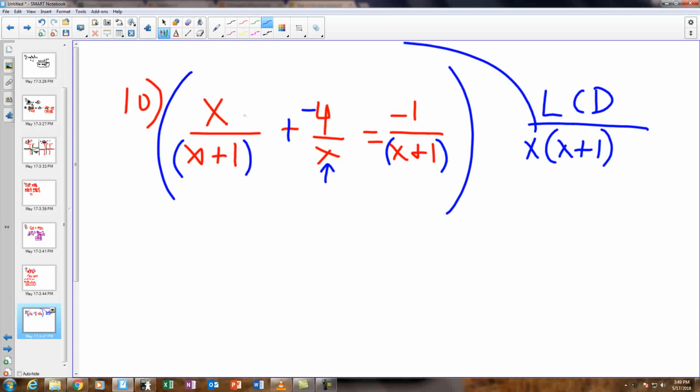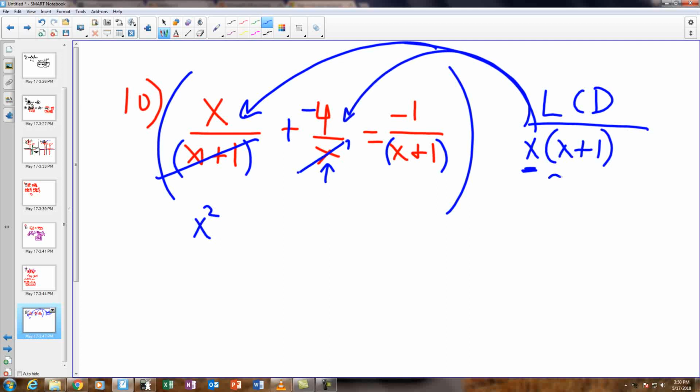If you think about distribution of the LCD through here, you cancel part of the LCD by the denominator. So if I look at the LCD and this first fraction, the x plus 1 will cancel. The part that doesn't cancel is this x. So that still has to multiply, and x by x is x squared. When I distribute it to the next piece, this x is going to cancel, but the part that won't cancel is the x plus 1. So I have to distribute a negative 4 times x plus 1, which I'll do in just a minute. That's why that negative 4 is really important. A lot of people will leave the minus and forget to distribute.